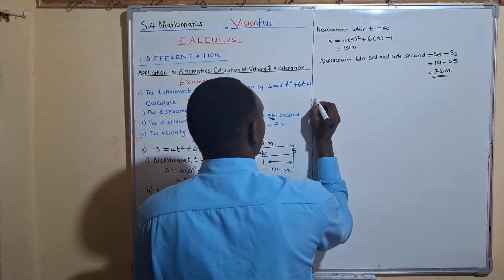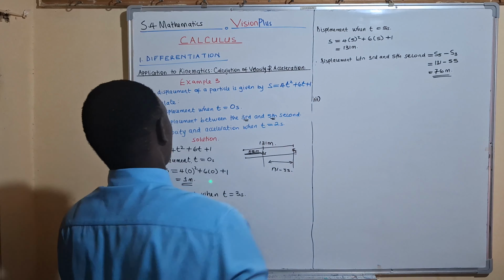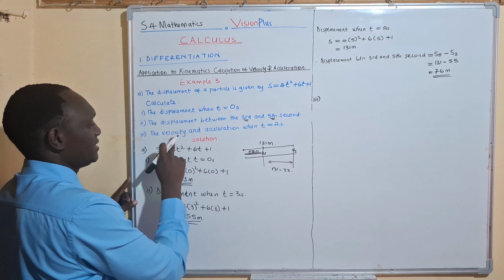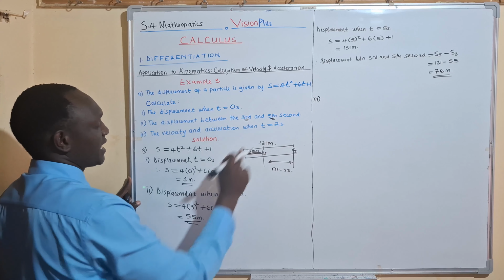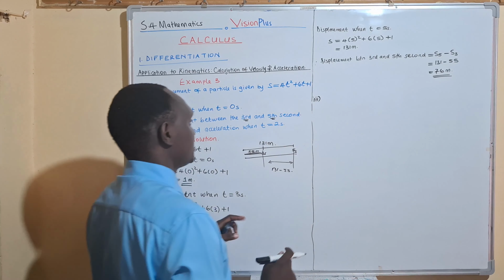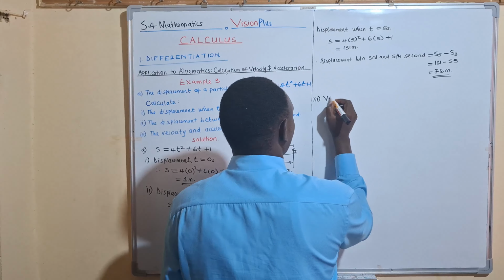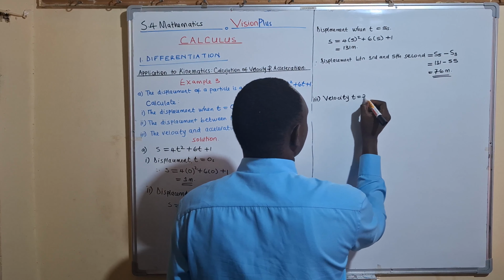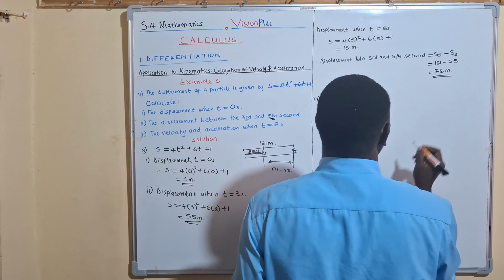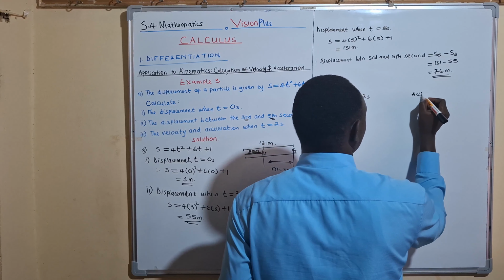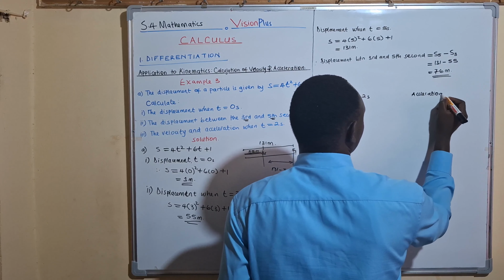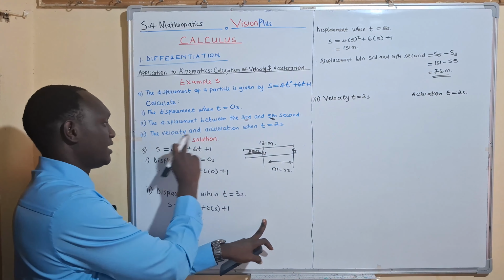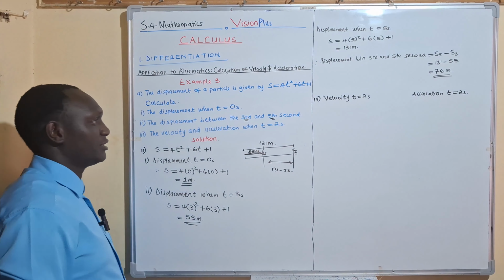Yes. Now, for Roman 3. Roman 3 says, calculate the velocity and acceleration when the time is 2 seconds. That means Roman 3 wants two things. That is the velocity when t equals 2 seconds. At the same time, it wants acceleration when t is also 2 seconds. Okay? Calculate the velocity and acceleration at the time t is 2 seconds.